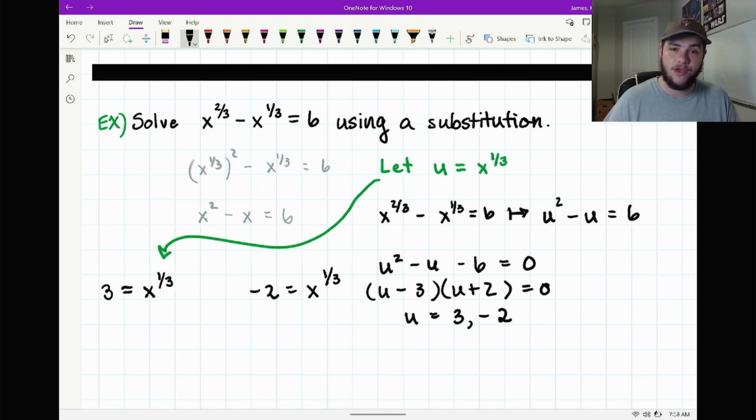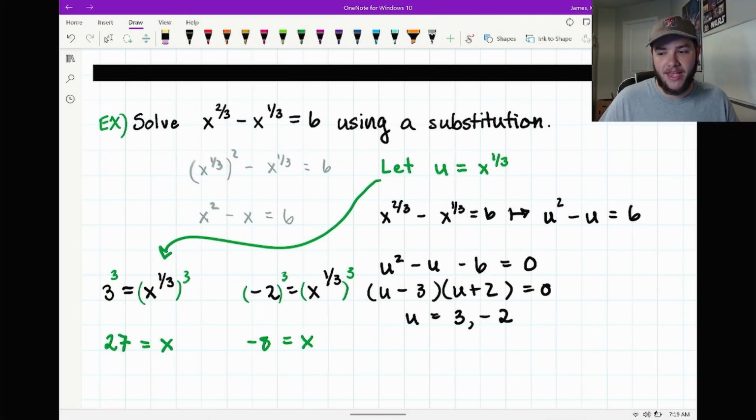Go ahead and pause the video here to see if you can do it on your own. The final answers are -8 and 27. The way that I got that was, remember, to clear the radicals, I need to raise both sides to the reciprocal power. In both cases, that power is 1/3, so its reciprocal would be 3. I cube both sides to get x equals 27 on the left, and x equals -8 on the right.